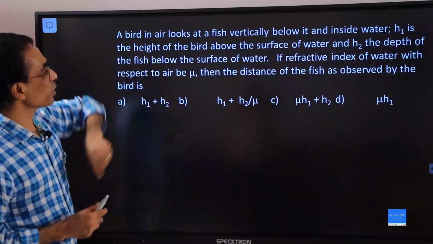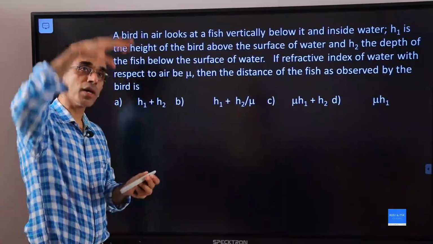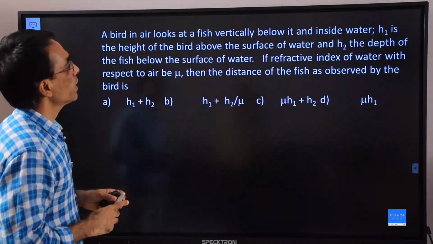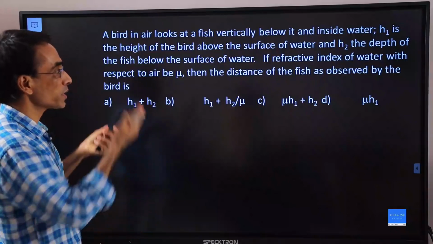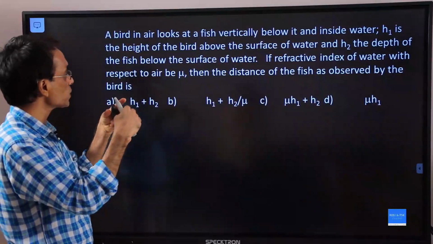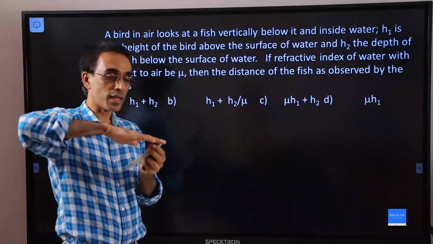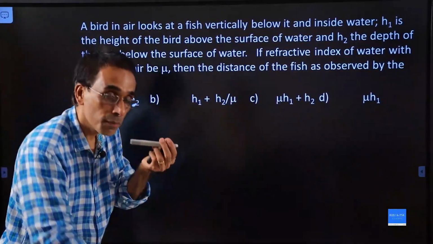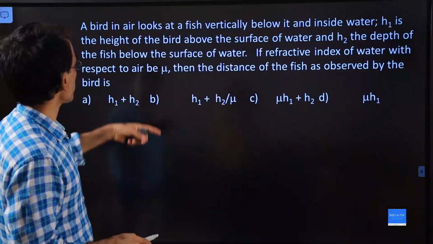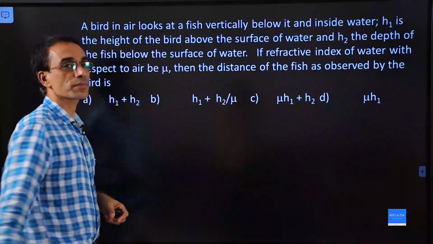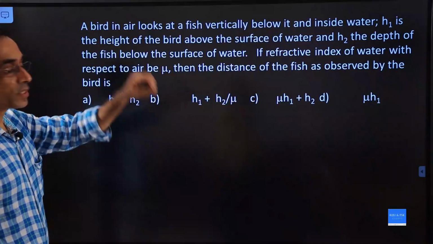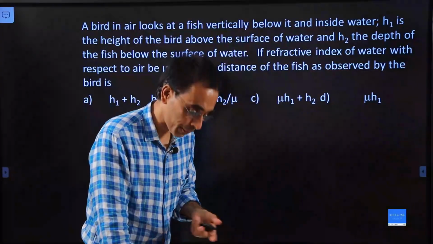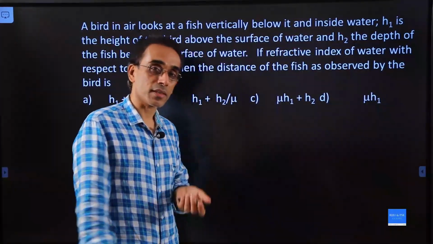A bird in air looks at a fish vertically below it. There is a bird in air looking at a fish inside water which is vertically below that. H1 is the height of the bird above the surface of water, and H2 is the depth of the fish below the surface of water. So, bird is at a height H1 from the water surface, and the fish is at a depth H2 below. The refractive index of water with respect to air is given as mu. Then the distance of the fish as observed by the bird. So, bird will see this distance. Okay. For the bird, how much is that distance?